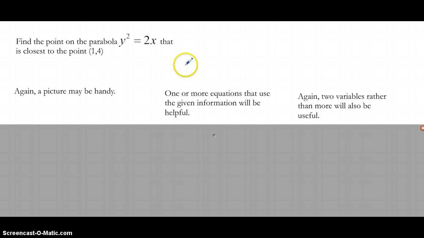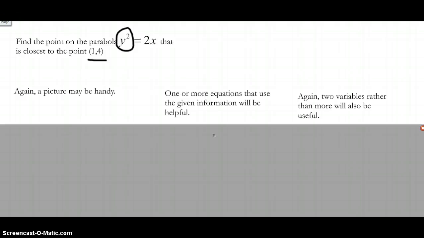Find the point on the parabola, y squared, be careful, y squared equals 2x, that is closest to the point (1,4). So a point on this parabola that's closest to this point. A picture, one or more equations, and again, use those two equations to make sure you only have one equation that you have two variables for.